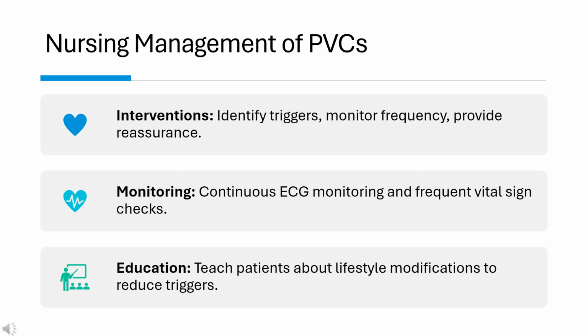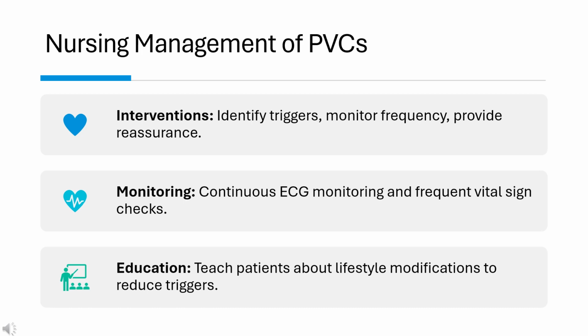One of the primary nursing interventions is to identify potential triggers that may be causing the PVCs. Common triggers include stress, caffeine, nicotine, and electrolyte imbalances. Assess the patient's lifestyle and habits to pinpoint specific triggers. This can involve asking about their daily intake of caffeinated beverages, their smoking habits, their stress levels, and their diet. By identifying these triggers, we can help the patient make necessary adjustments to reduce the occurrence of PVCs.